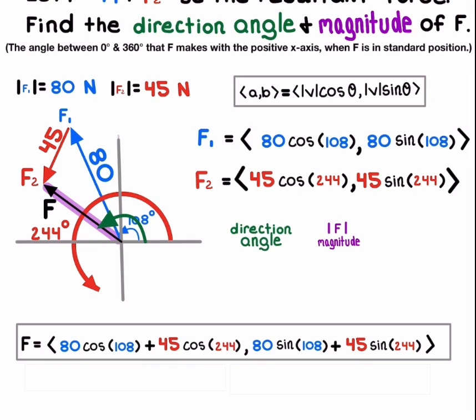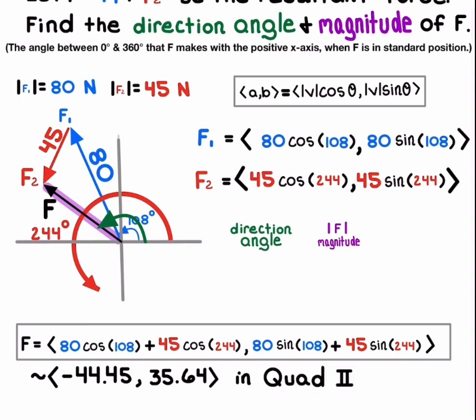If you decide not to draw the picture, make sure you enter the x and y components in your calculator and at least make a sketch of F, because it's important that we know what quadrant our resultant vector is located in. In this particular one, F is located in quadrant 2.